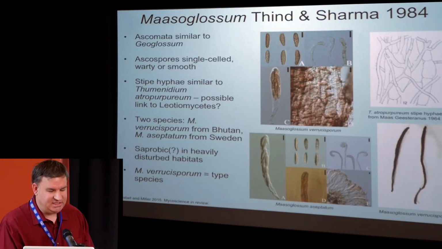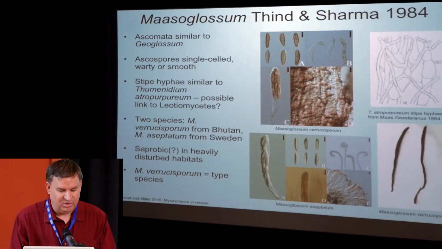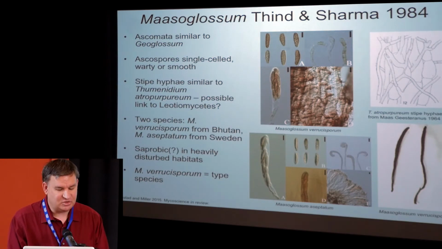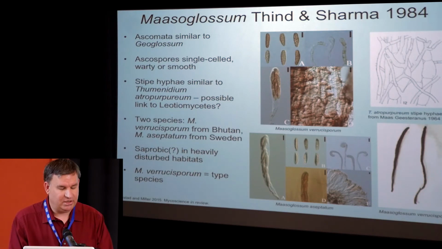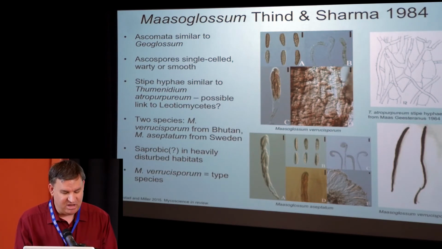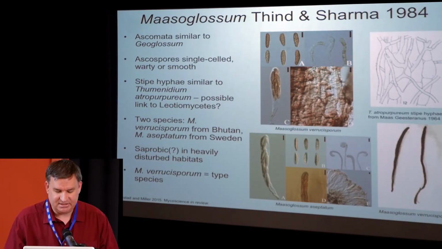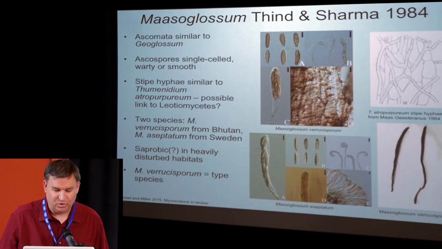And then last but not least, we have Maasoglossum, in which the ascomata are similar to those found in Geoglossum. However, the ascospores in this case are single-celled, and they can be warty or smooth. The stipe hyphae are similar to Thuemenidium atropurpureum, so there is a possible link here to the Geoglossomycetes, since this genus occurs at the base of the tree. There's 2 species known from Bhutan and Sweden, so quite an interesting distribution. We believe it may be saprobic in heavily disturbed habitats.